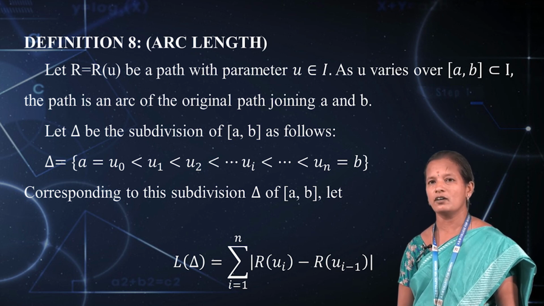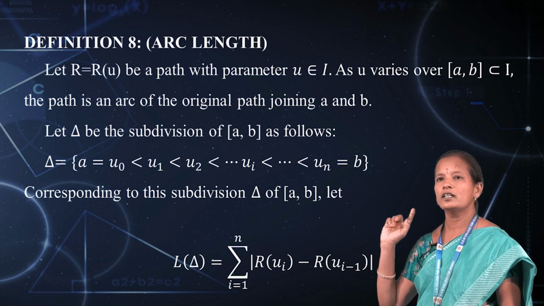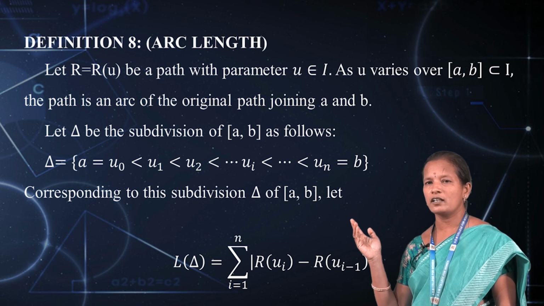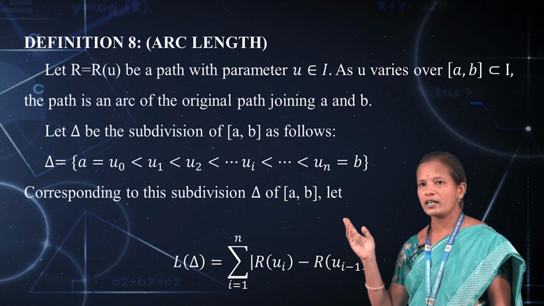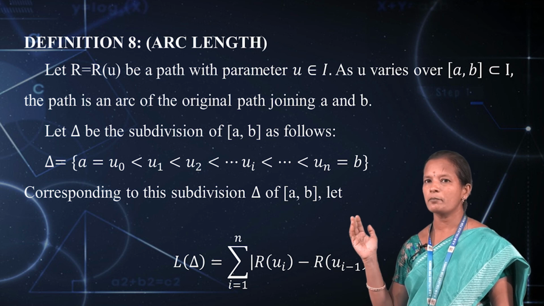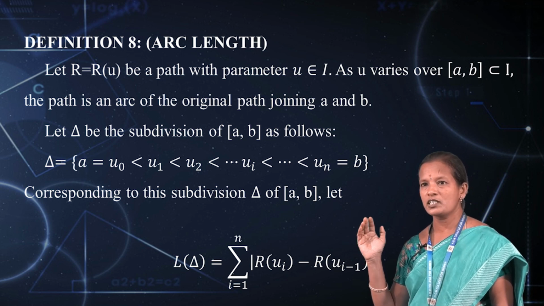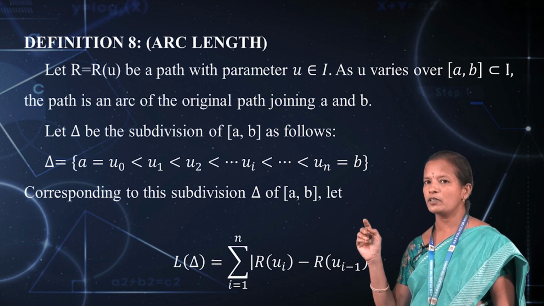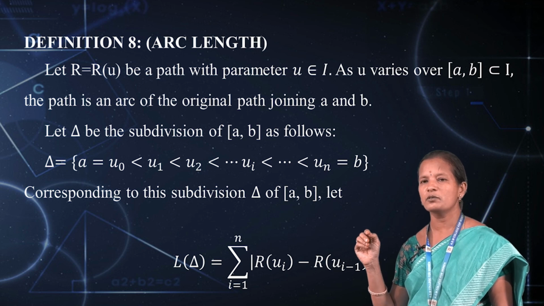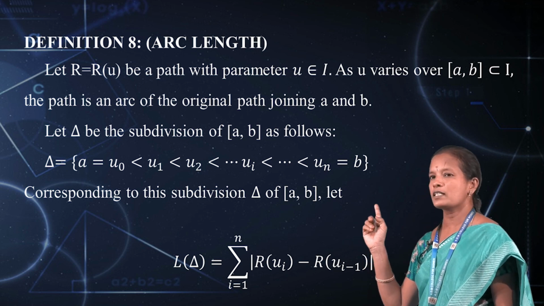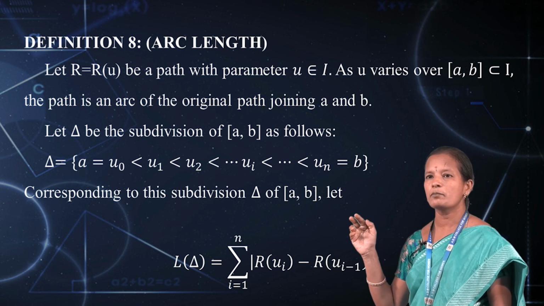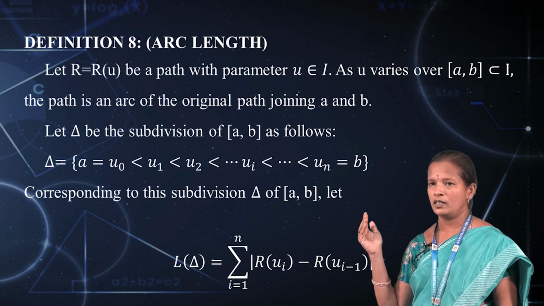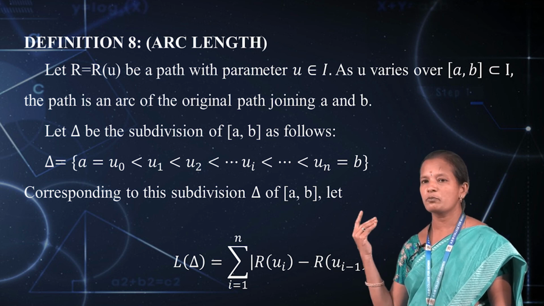Arc length means: let R equal to R of u be a path with the parameter u belonging to I. As u varies over AB contained in I, the path is an arc of the original path joining A and B, that is the initial point and the terminal point. Let delta be the subdivision of AB as follows: delta is A equal to U0 less than U1 less than U2, etc., less than UN equal to B. A, that is U0, is the initial point, and the terminal point is UN equal to B.